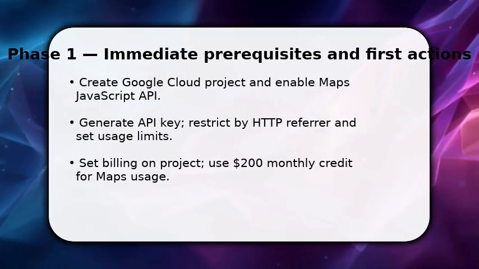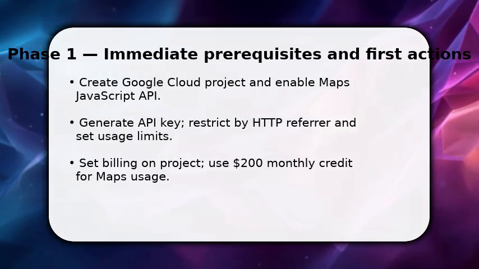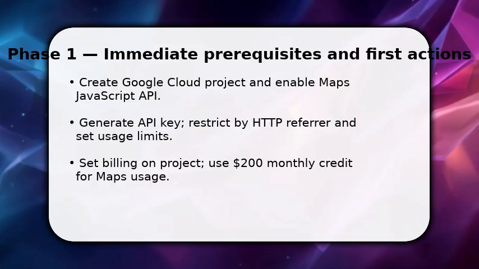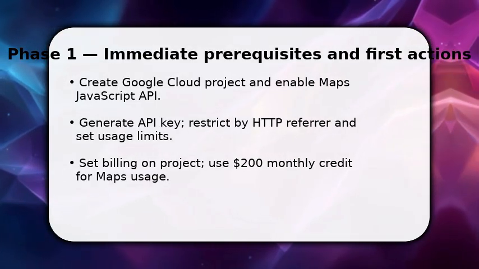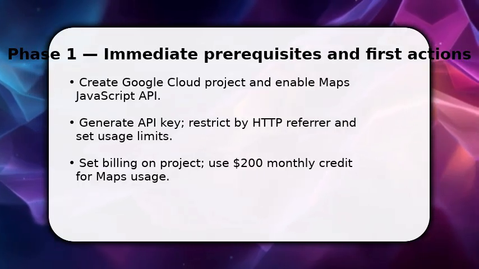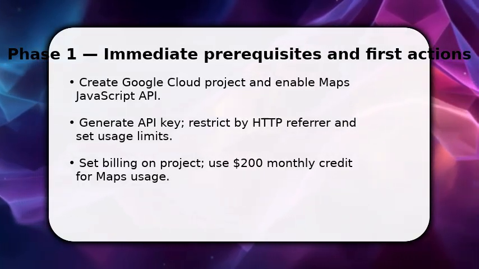Enjoy the video. You start by creating a Google Cloud project and enabling the Maps JavaScript API so the browser can load maps. Create an API key now and restrict it to your domain to prevent misuse. That's critical for security. Make sure billing is enabled.